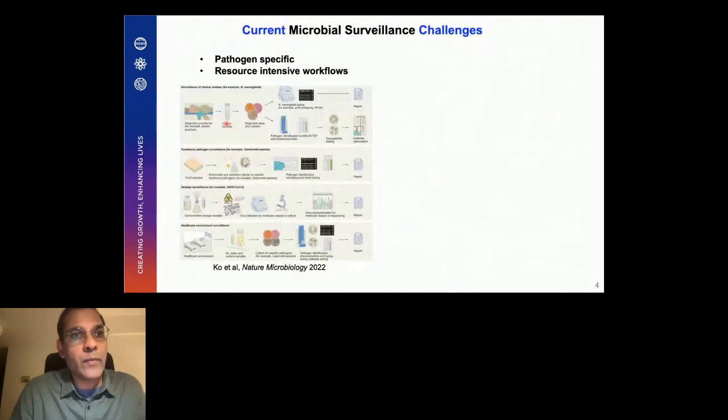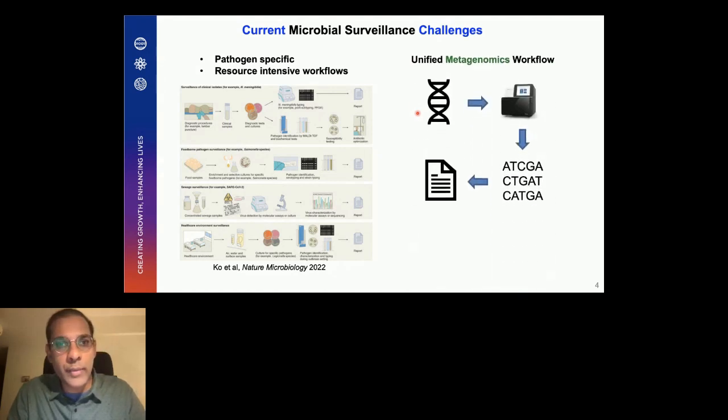So currently, when we think about microbial surveillance, the challenge really is that the clinical workflows that we have worked on over the years are very pathogen specific, and they're also very resource intensive, requiring multiple steps from culturing to mass spectrometry to PCR to validate the presence of an organism. Of course, those of you who are in genomics know that metagenomics has the potential to provide a unified workflow that could allow us to assay and survey diverse microbes with a single workflow.